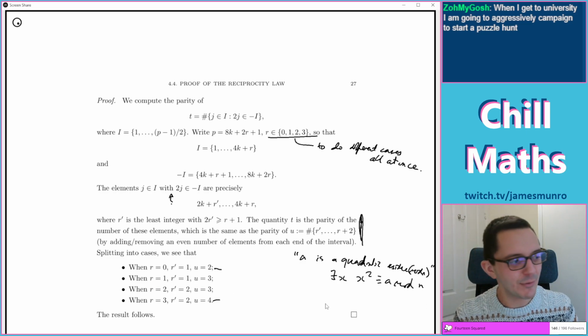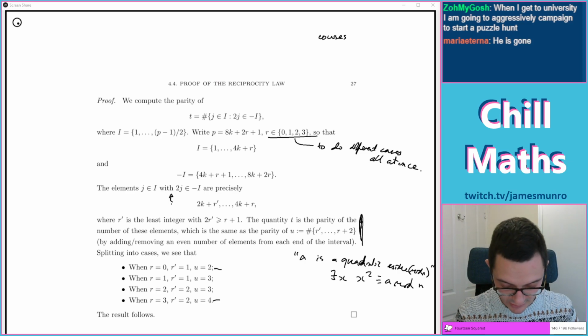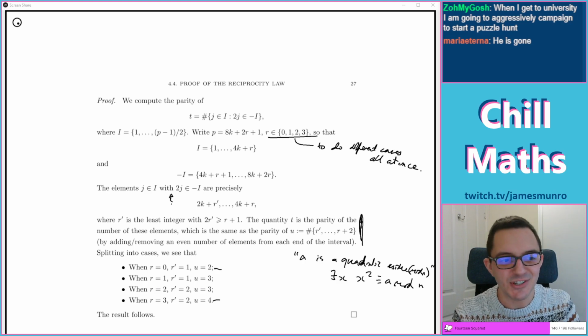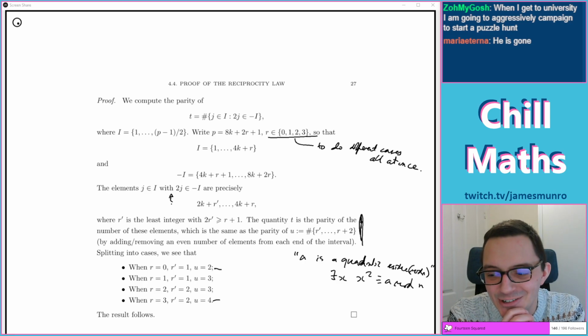If you want to understand these lecture notes yourself, you can find them at the Oxford Maths website somewhere. I just downloaded them from courses.maths.ox.ac.uk. Let me know if you understand them better than me. I think I've got some more work to do to understand quadratic residues.